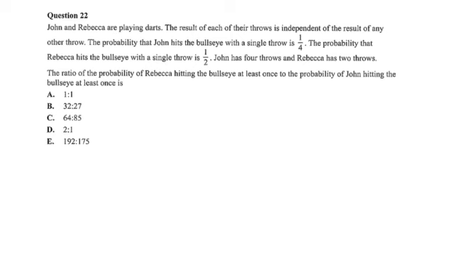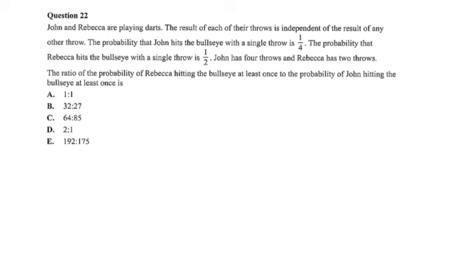Yes? Good. Okay, last but not least, question 22. John and Rebecca are playing darts. The result of each of their throws is independent of the result of any other throw. The probability that John hits the bullseye with a single throw is 1/4, and the probability that Rebecca hits the bullseye with a single throw is 1/2. John has 4 throws and Rebecca has 2 throws.